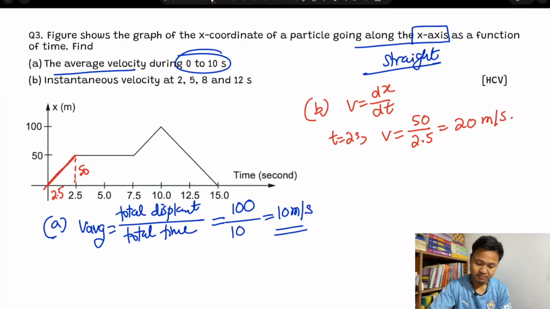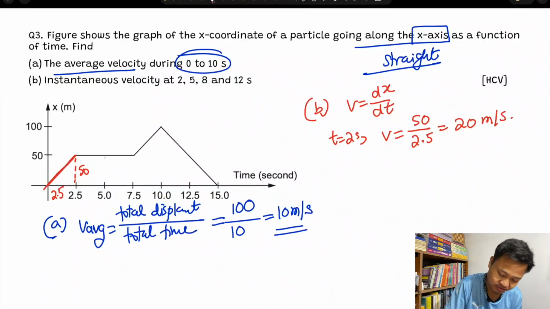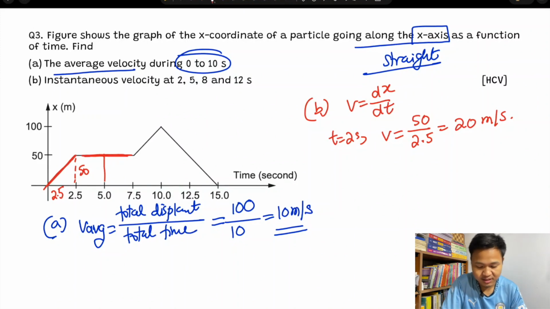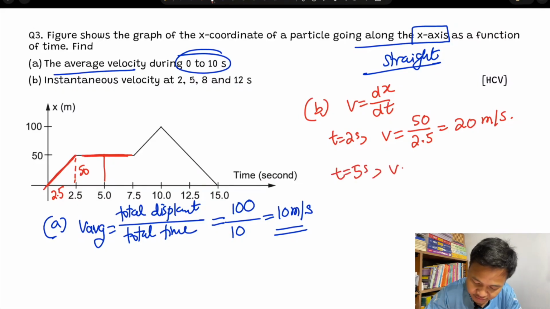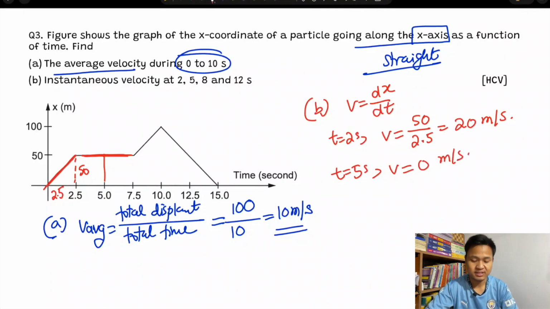Now let's take t equals 5 seconds. 5 seconds, so it is here. Okay, so at 5 seconds the line is parallel to the x-axis, so it makes 0 degree angle with the x-axis, so that means the slope is 0. And since the slope is 0, the velocity is also 0. So at t equals 5 seconds, v is 0. Okay, v is 0, the particle is at rest.